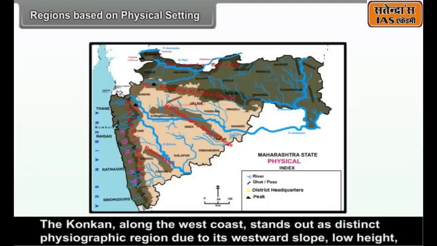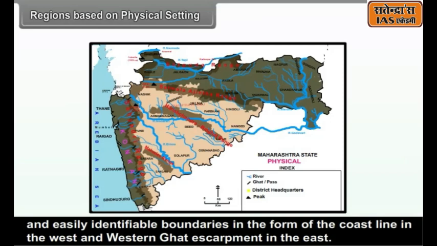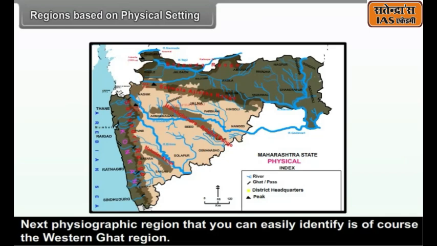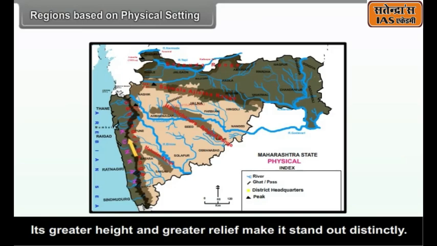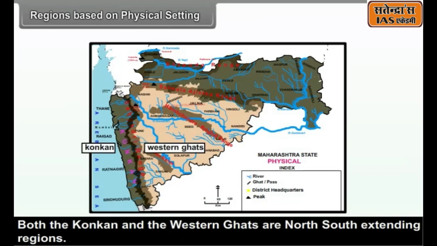The Konkan along the west coast stands out as a distinct physiographic region due to its westward slope, low height, and easily identifiable boundaries in the form of the coastline in the west and the Western Ghat escarpment in the east. The next physiographic region that you can easily identify is of course the Western Ghat region. Its greater height and greater relief make it stand out distinctly. Both the Konkan and the Ghats are north-south extending regions.